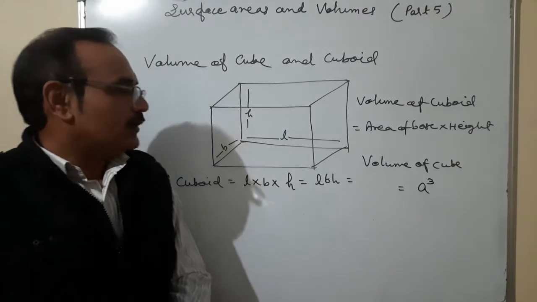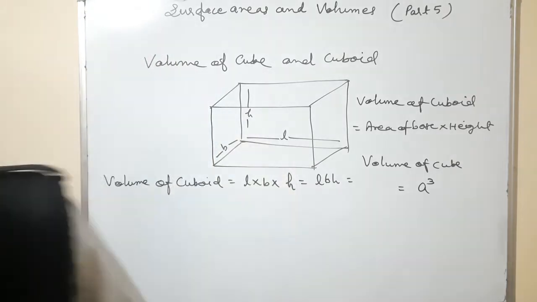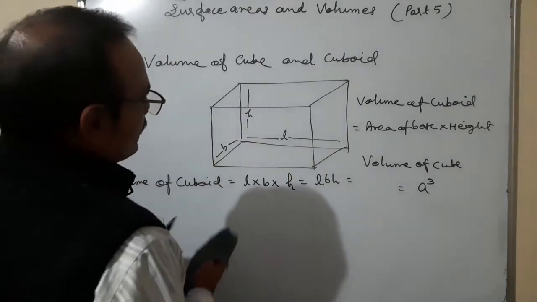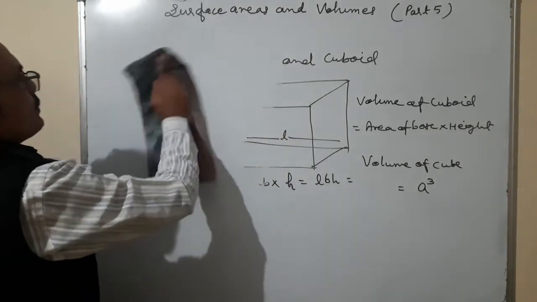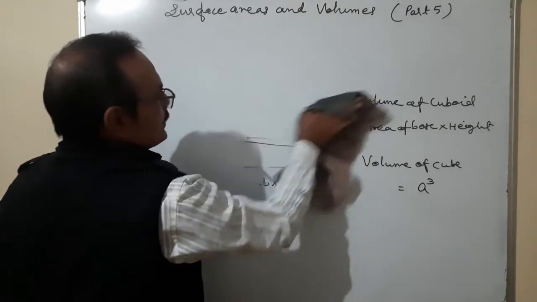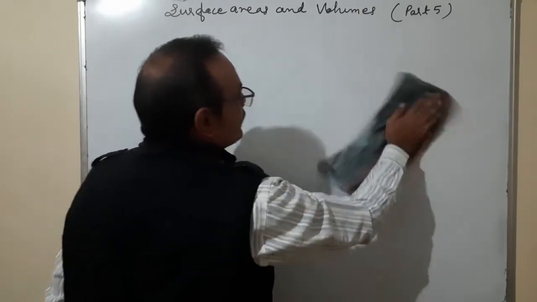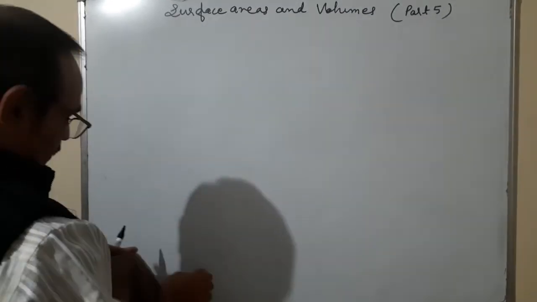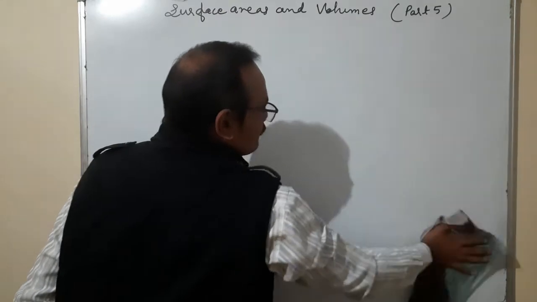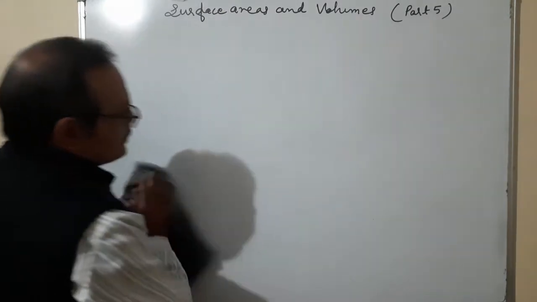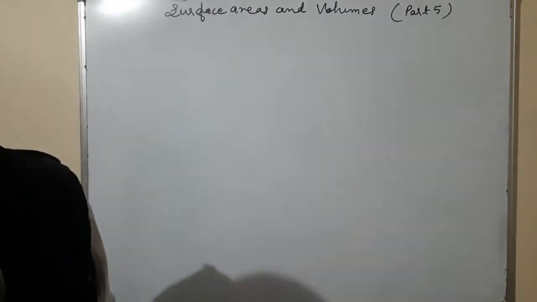So in this exercise 13.5, we'll discuss the volume of cube and volume of cuboid. Volume of cube is A cube, and volume of cuboid is L into B into H. The unit is centimeter cube or meter cube. And one thing, whenever we read the question, we'll see whether all the units are in the same format, yes or no. If they are in the same format, simply we will put the values in the formula. Otherwise, we will change them into the same format.